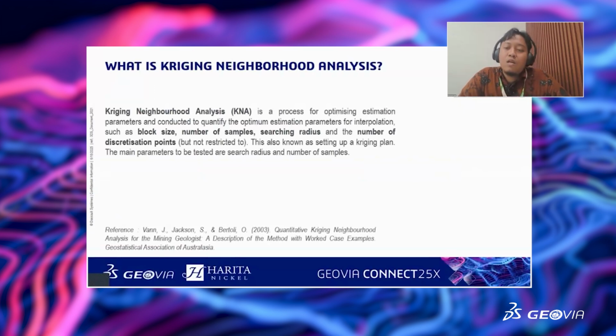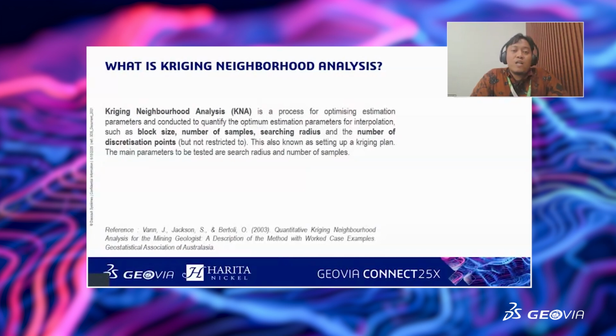So the parameters that we focus on in this case are the block size, the Kriging neighborhood analysis, the number of samples, the searching radius, and the number of decision points. But I think all of these must be done one by one. When you are done with the KNA for the block size, you move to the number of samples. After that, you fix your number of samples, and we do the searching radius, etc.